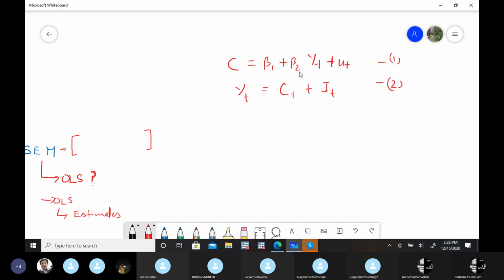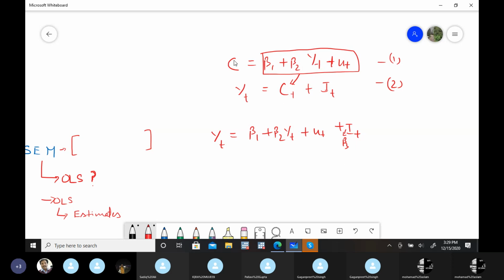So what we can do is combine this particular equation. I can put it here like this: y equals beta 1 plus beta 2 yt plus ut plus the investment function. Let's say there is a coefficient with investment as well, beta 3, and I run the regression and get some estimates. It means I have to incorporate this equation as well.